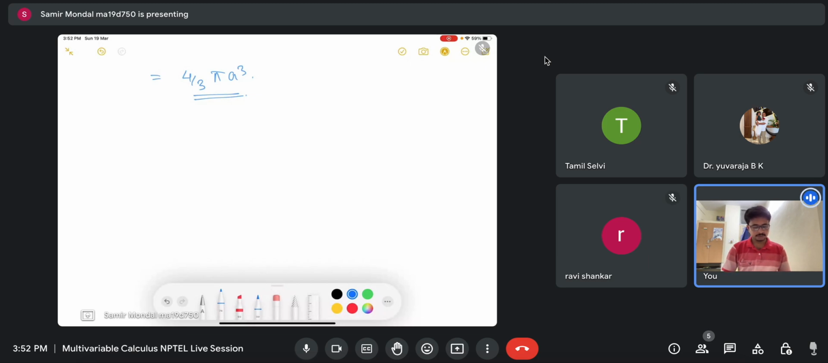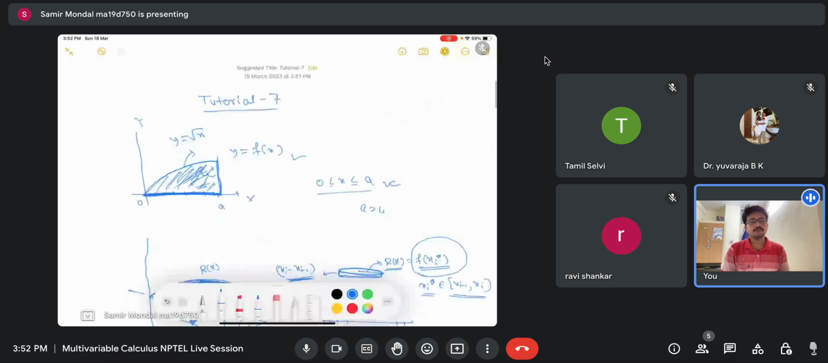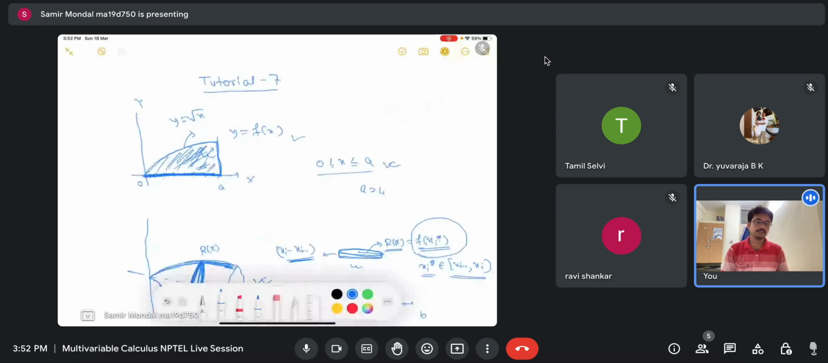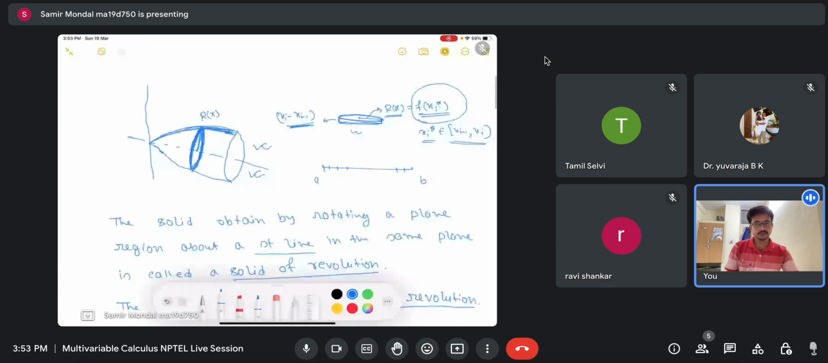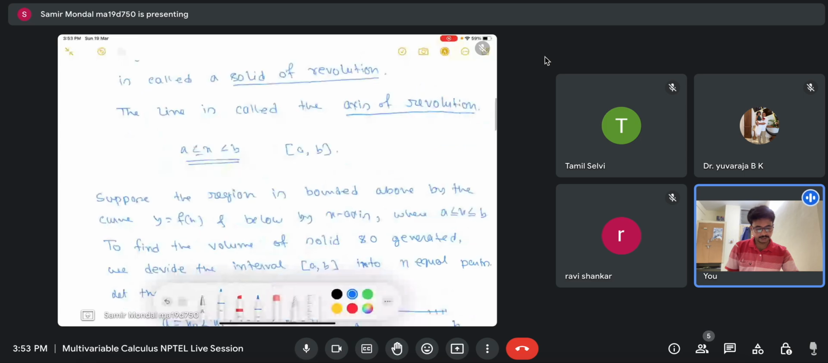Today's topic is volume of a solid of revolution. What do you mean by solid of revolution? You have one plane region. Suppose we take this plane region. When you revolve that plane region about one axis, we get one solid. We have to find the volume of that solid. Here we derive how to find the volume of a solid of revolution, so ultimately we get this formula.